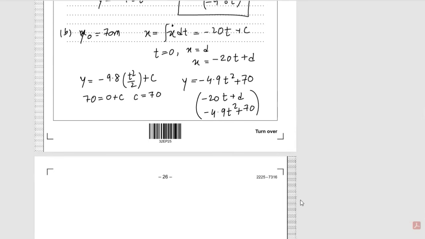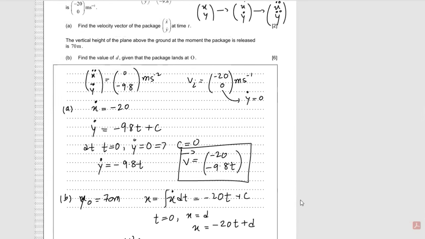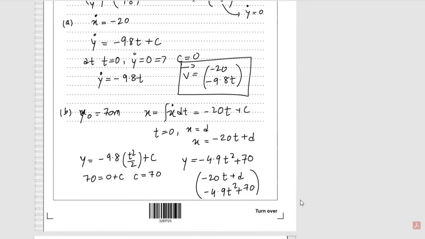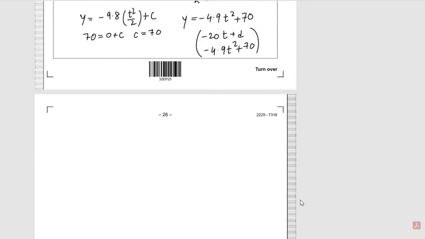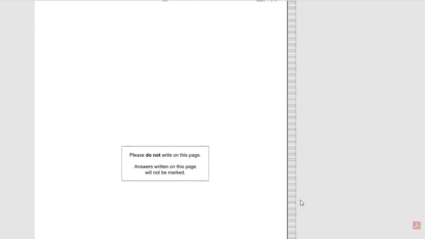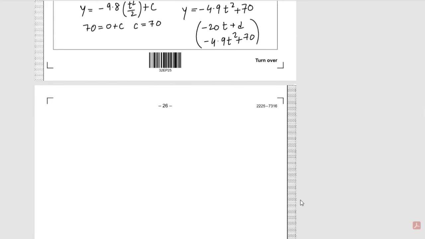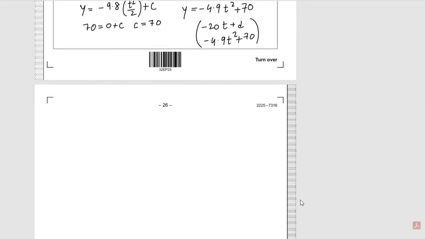Okay, so the question says find the value of D given that the package lands at O. So if the package lands at O, I shouldn't be writing on this page, but just because I want to complete my solution, I'm writing on this page. The displacement becomes 0 because the package has landed.